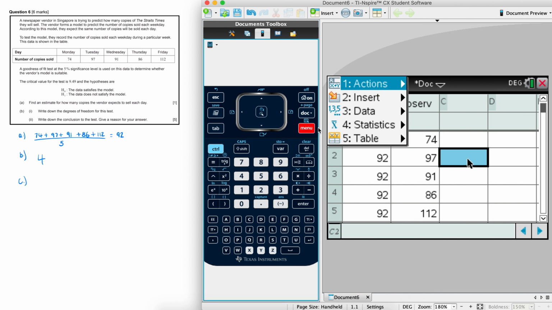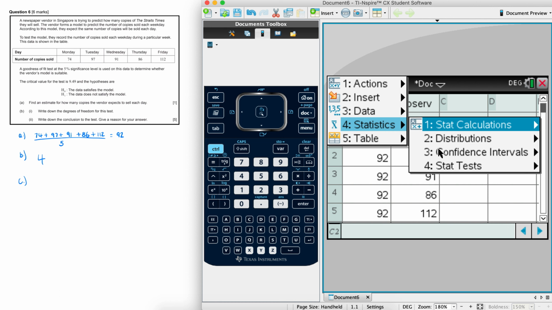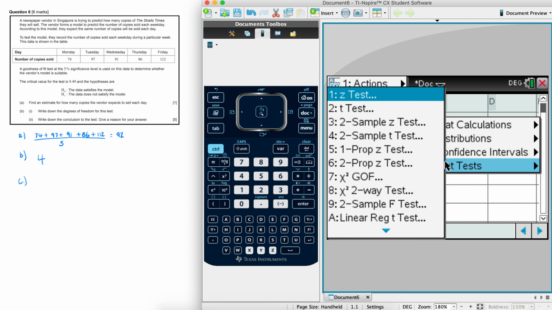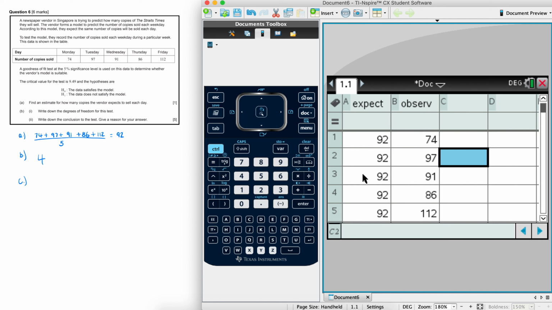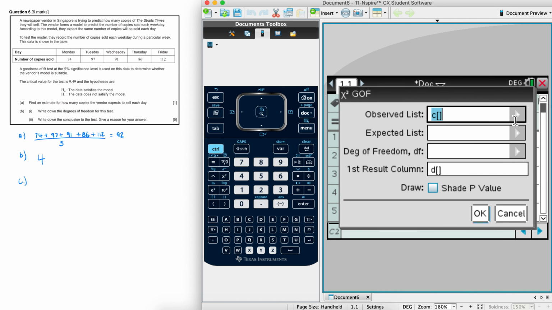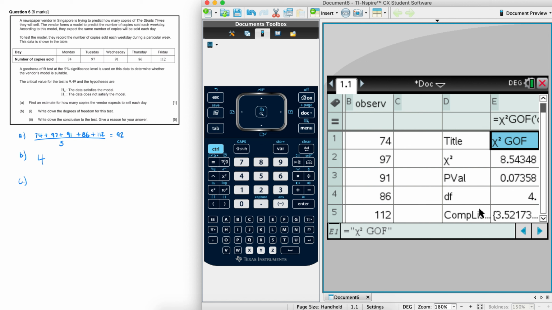We're now going to do a chi-squared test on it. So it's menu, statistics, and then statistical tests, and we're doing a chi-squared goodness of fit. The observed list I called observed, and the expected list we called expected. We have to write in the degrees of freedom, which is 4. The chi-squared value is 8.54, and the p-value is 0.07.